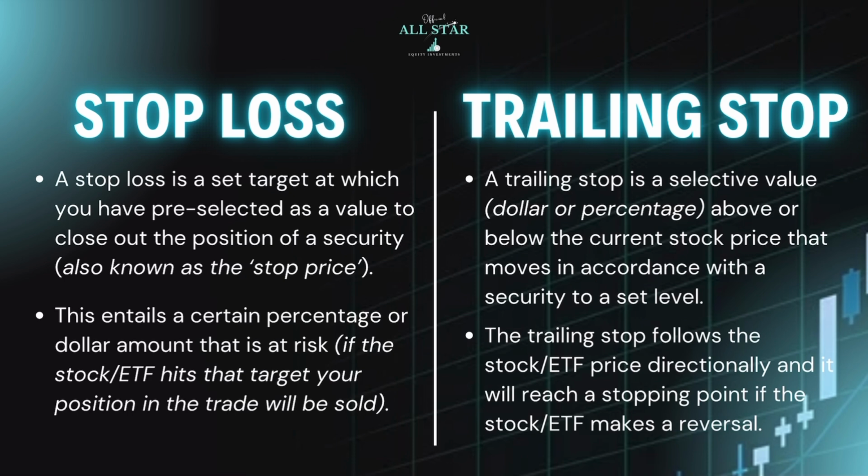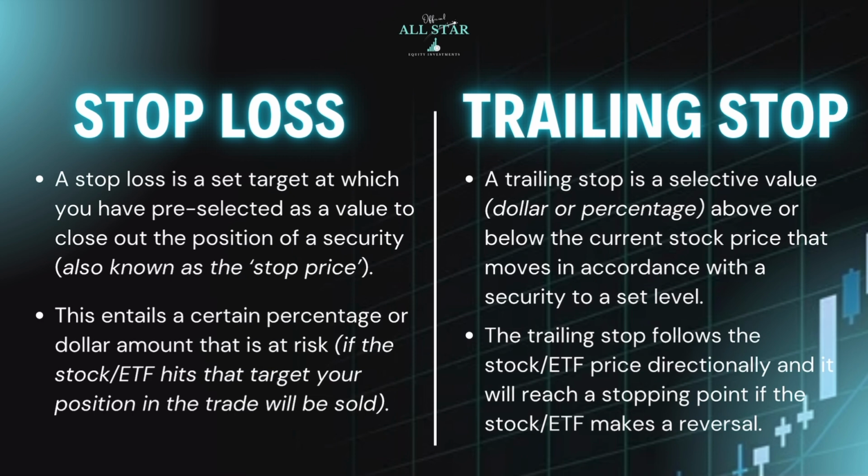On the other hand, a trailing stop point is a selective value above or below the current stock price that dictates the level at which you're willing to sell a stock or ETF, whatever you're trading. And what makes the trailing stop so unique is that it follows the stock's price directionally. Essentially, the trailing stop increases or decreases as the value of the stock price rises or falls, depending on what you choose initially. And it'll reach a stopping point if the stock reverts and the trade goes against you.